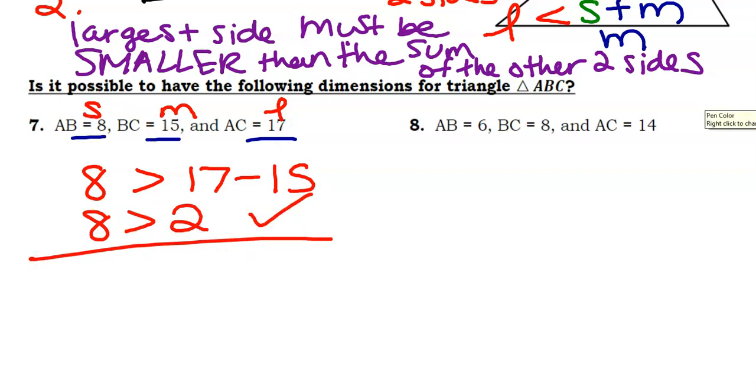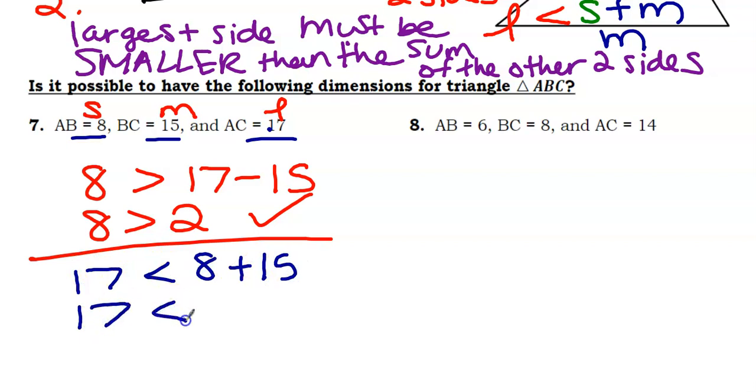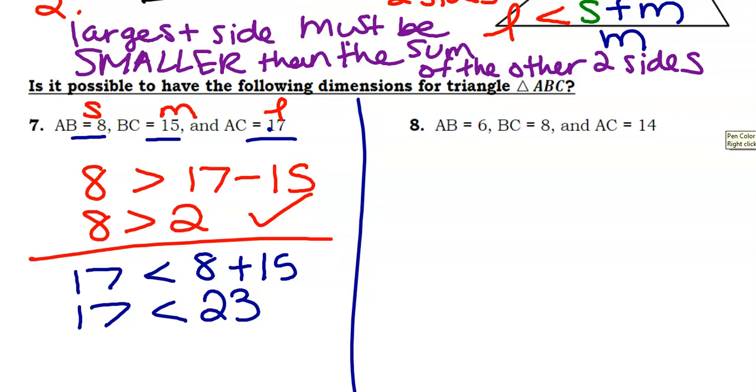Another way, which I kind of see, is what is the largest side? 17. And that has to be less than 8 plus 15 together. Okay? And 8 plus 15 is greater than 17. Bada bing. So that's 23. Okay. You can also write it in a different way if it's helpful.